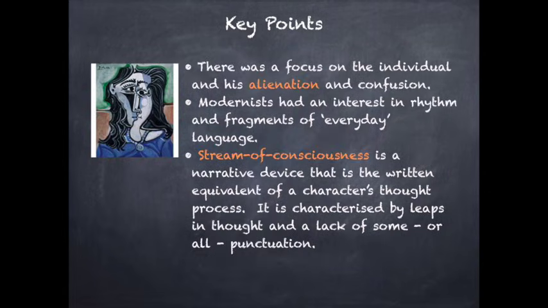There was a focus on the individual and his alienation and confusion in modernism. Modernists had an interest in rhythm and fragments of everyday language. Stream of consciousness is a narrative device that is the written equivalent of a character's thought process. It is characterised by leaps in thought and a lack of some or all punctuation. Interior monologue is slightly different. It is much easier to read.